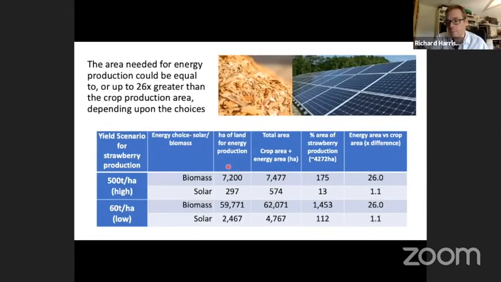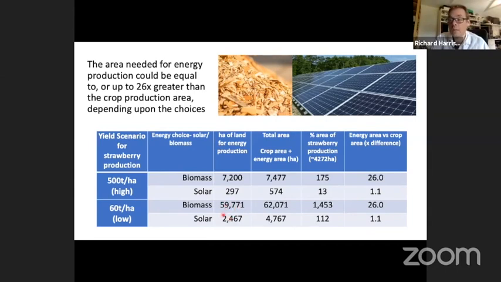Crucially, I think, what's important to look at is what that would do in terms of the indirect use of land. So if we take a low intensity production system, current genetics of strawberries, 60 tons a hectare, if we tried to run that just using electricity or heat from renewables, we would actually need about 60,000 hectares of land to generate the amount of energy that you need to heat and light that glasshouse. So you can see that the numbers don't really add up for that.